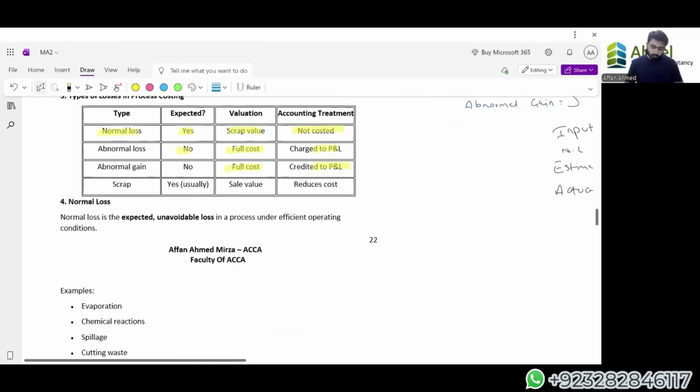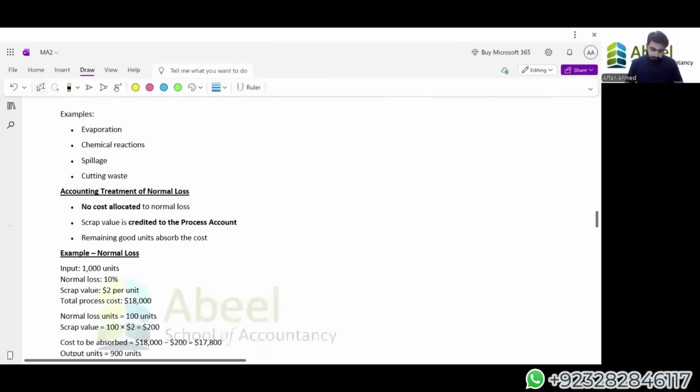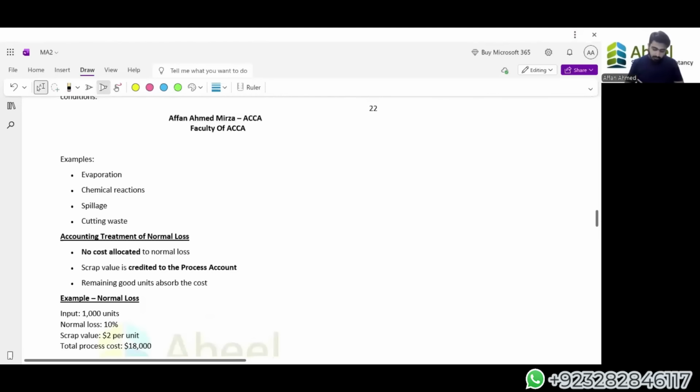Now, normal losses are unavoidable losses. It could be evaporation, chemical reactions, spillage, wastage of cutting, etc. So if you boil water, some particles evaporate, right? So at that stage, wastage is going to be there. Similar wastages are there in other areas as well. Now, for accounting purposes, normal losses have no cost on them. They are credited to the process account. We have seen that the remaining good units, which are sellable, or complete units, have the selling price allocated to them.